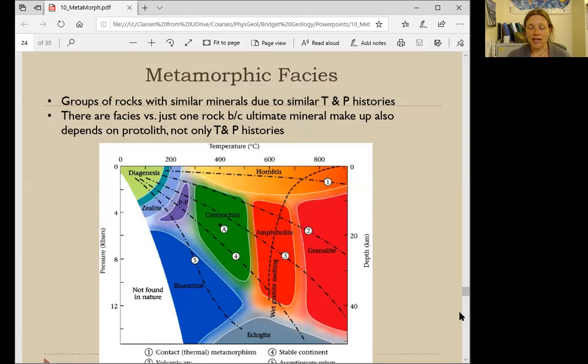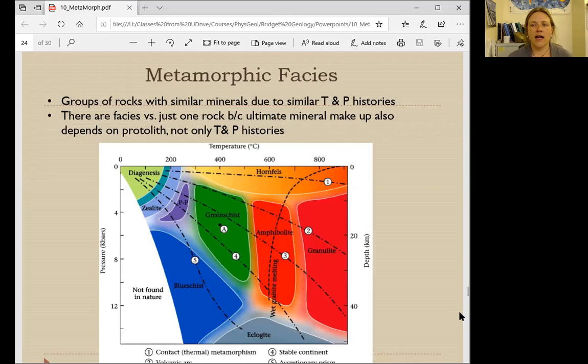So in addition, we have this idea of metamorphic facies, which is a little different than the sedimentary facies that we talked about before. But in the case of metamorphic rocks, we refer to facies as these groups of rocks that form with similar minerals due to similar temperature and pressure history. So similar metamorphic grade environments where they formed result in similar rocks.